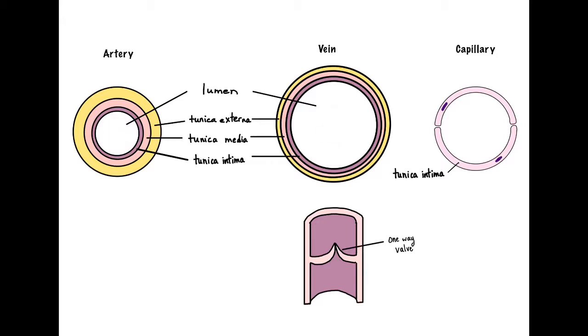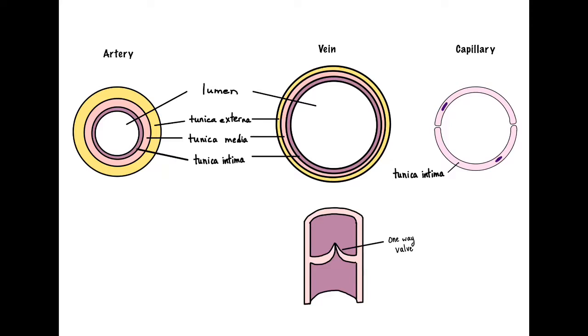Then we also have what we call the three different layers: the tunica externa, the tunica media, and the tunica intima. So I always remember that the externa is on the outside, so it's external, media is in the middle, and intima is on the inside. So you can see that the width of them are different between the different blood vessels.